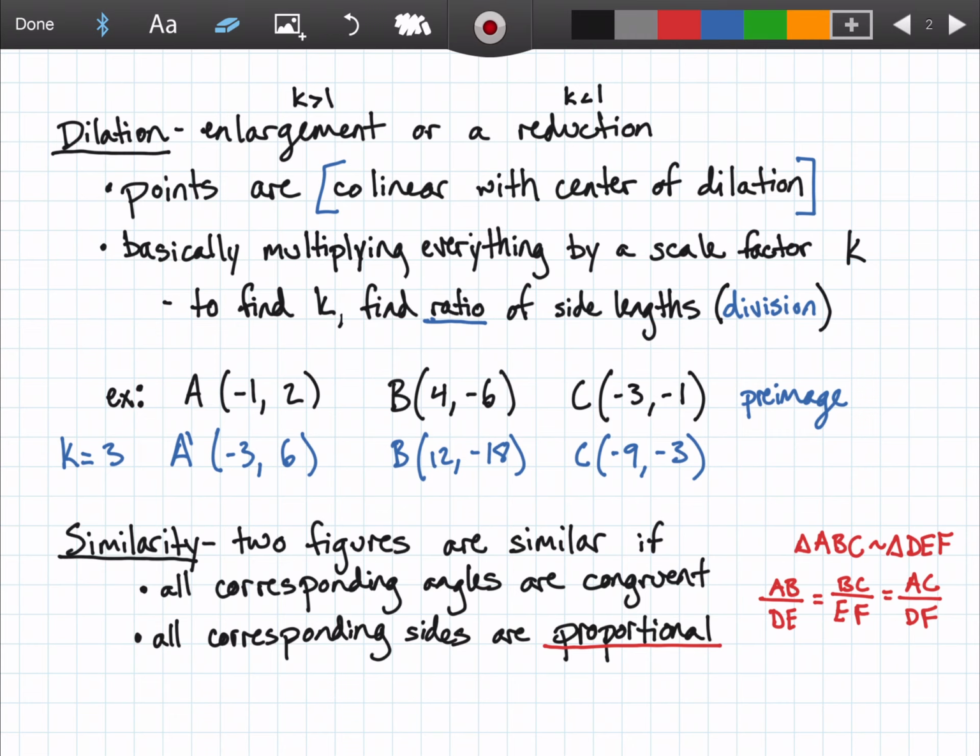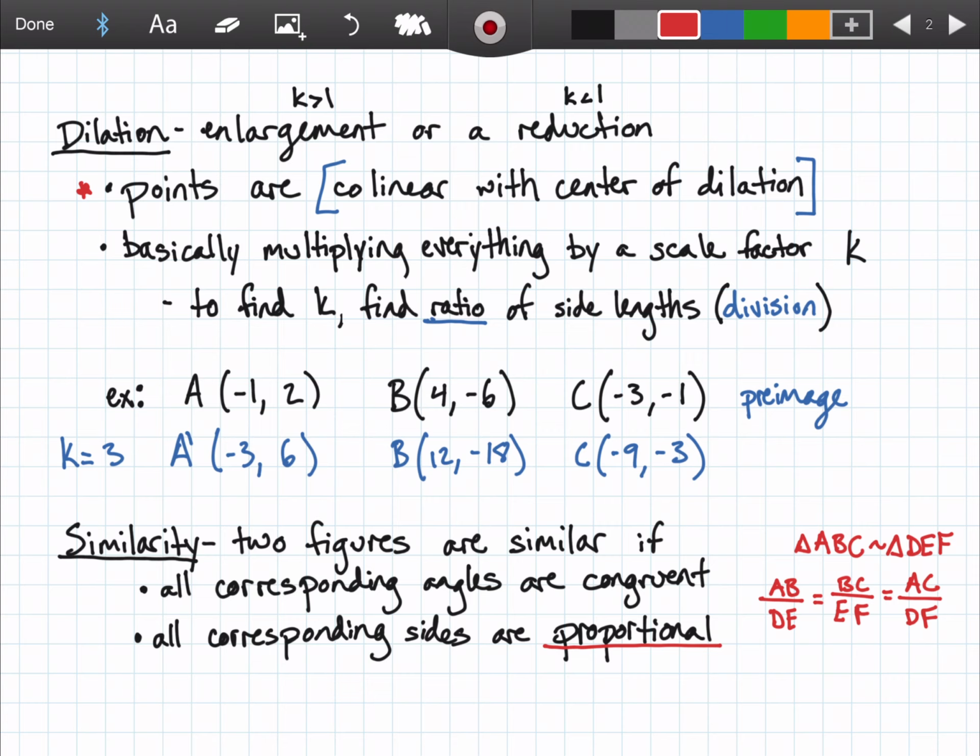So we're talking about similarity. First thing with similarity that I want to talk about, remember dilations, our beautiful dilation project. Man, those were so good. A dilation is really just an enlargement or a reduction. This point here just might be really helpful for you on your homework. Basically, if you have a dilation, all of the points that you have dilated are collinear, meaning they're on the same line with the center of dilation.